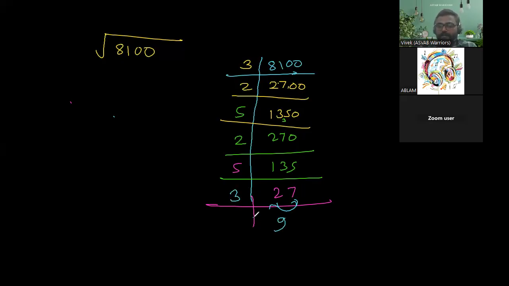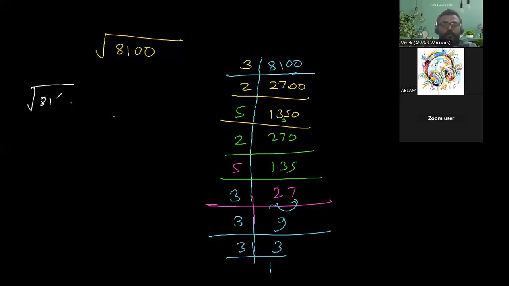27 divided by 3 is nothing but 9. Now 9 can be divided by 3 also. 3 times 3 and here 1. So now what am I going to do? I'm just going to form pairs. So we have 3, 3.